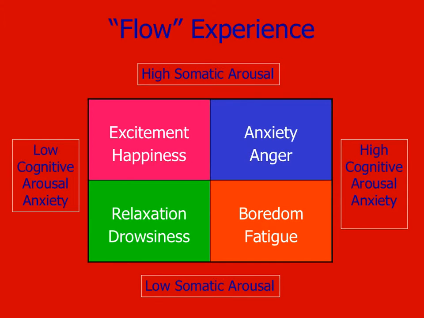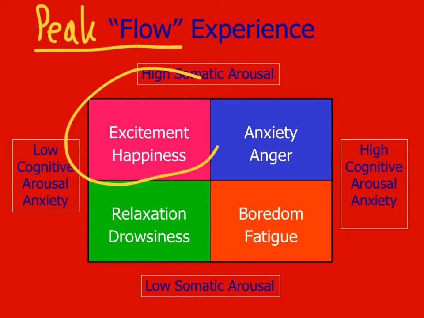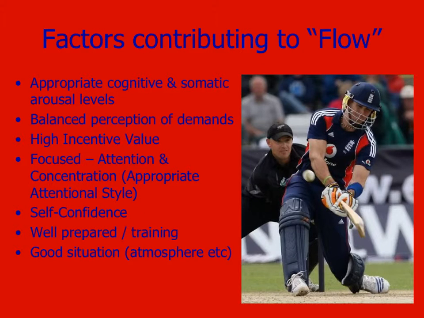So the next theory is around the concept of, we sometimes call it peak flow, or the exam board sometimes calls it peak flow, or just flow. Flow is said to happen up in this top box here where we are excited and happy, and you can see that what we're looking at is the relationship between somatic arousal and cognitive anxiety as well. Flow happens when we have our best arousal levels, so we're in our zone basically.